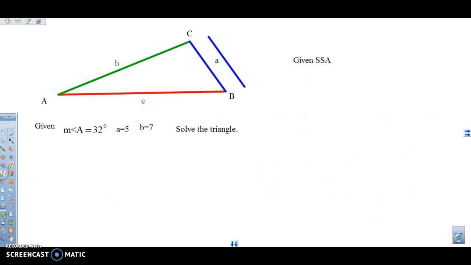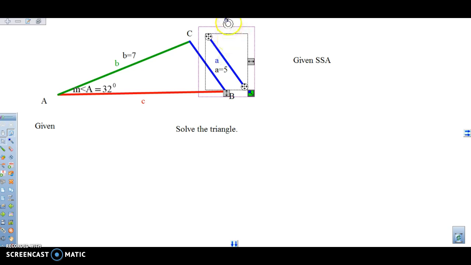So today what we're going to look at is what happens if I'm given SSA. Now, first of all, in geometry, learn that backwards, that's a bad word. It's not a congruence theorem, and here's why. If we're given that the measure of angle A is 32, that distance A is 5, and that B is 7, this right here, A, is a copy of the other A. So it's the same one.